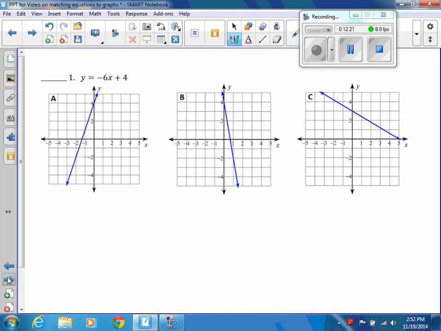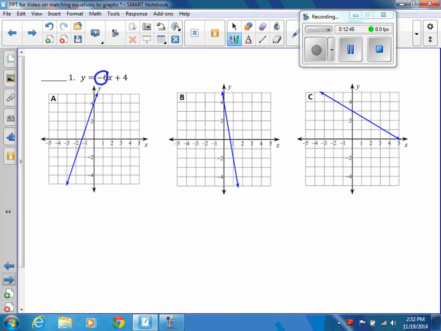Again, is it A, B, C, or D? Okay, let's take a look. We know that my slope is negative. This is a -6, so it's a negative slope. That means A is out.